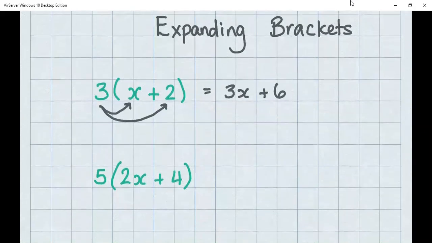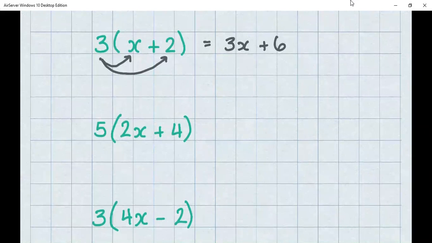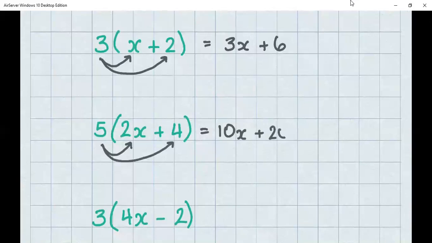Now, in the next example, it's very similar, except this time there is a 2 in front of the letter, or in front of that first term. So I'm going to use the same method, 5 times 2x. Now, I know that 5 times 2 is 10, so 5 times 2x is 10x, and then 5 times 4 is 20. And if you draw those arrows, it will help you to remember which ones you need to multiply by.